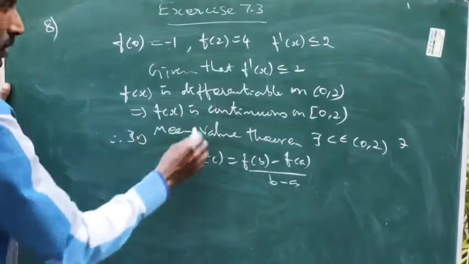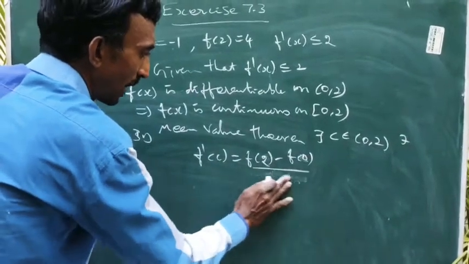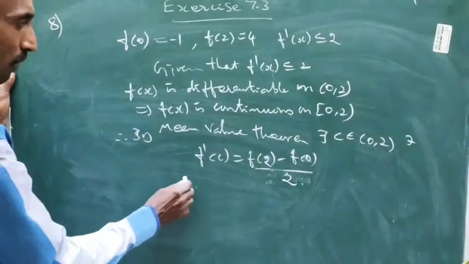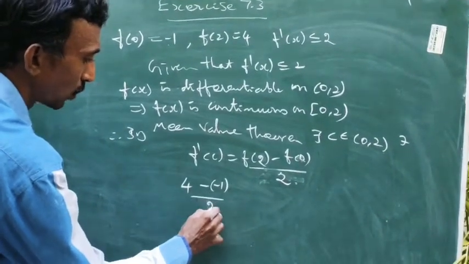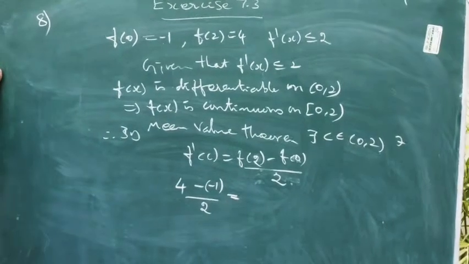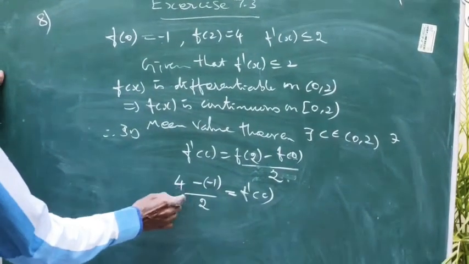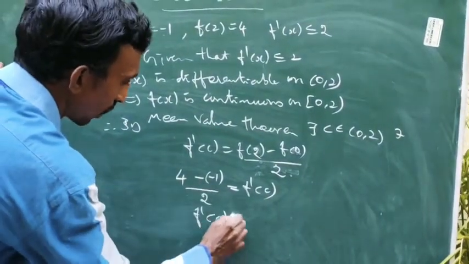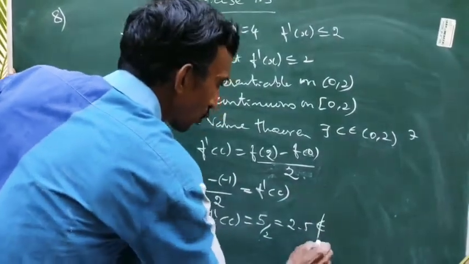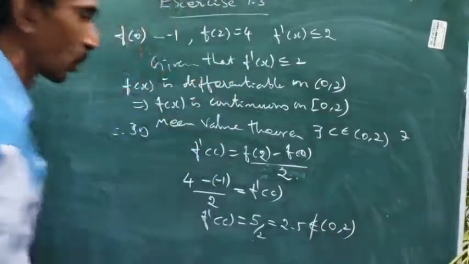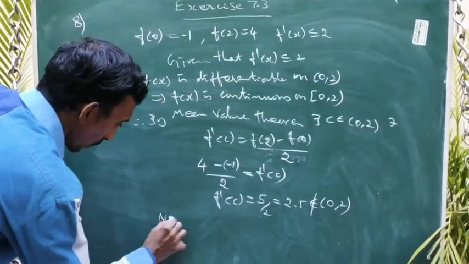So here b minus a is 2 minus 0, which is 2. So f(2) is 4, so 4 minus of minus 1 by 2 equal to f'(c). So f'(c) equal to 5 by 2, that is 2.5. It does not belong to the given open interval (0, 2). Therefore our answer is no.